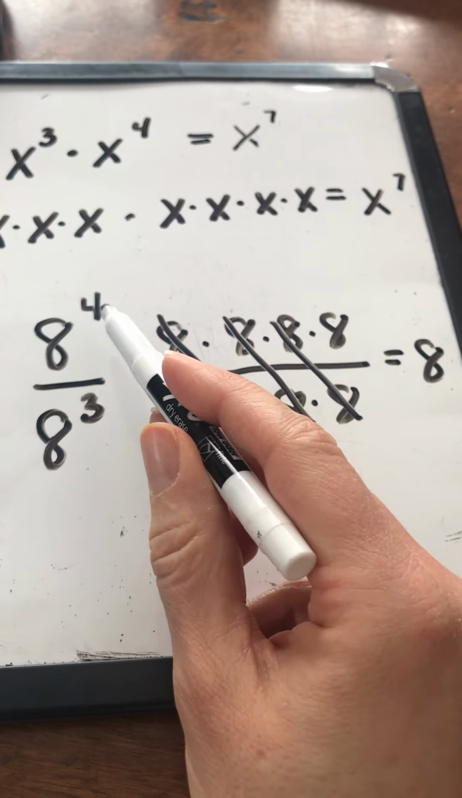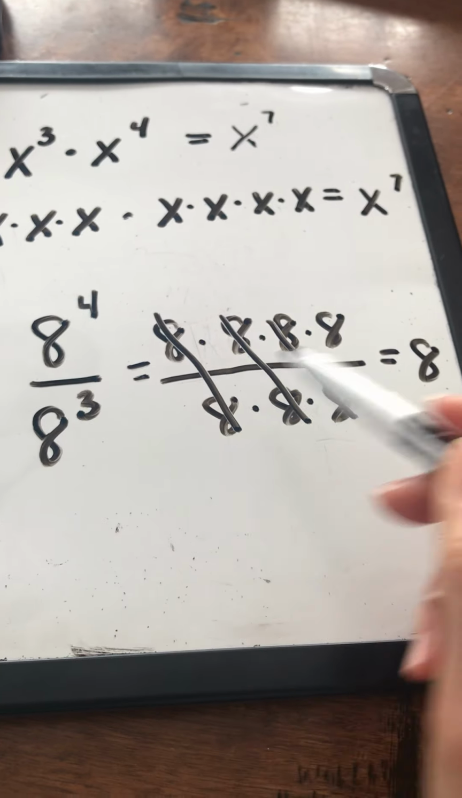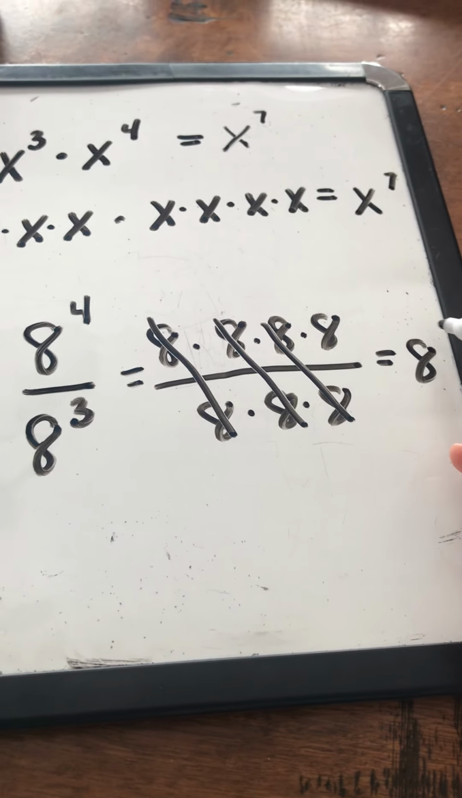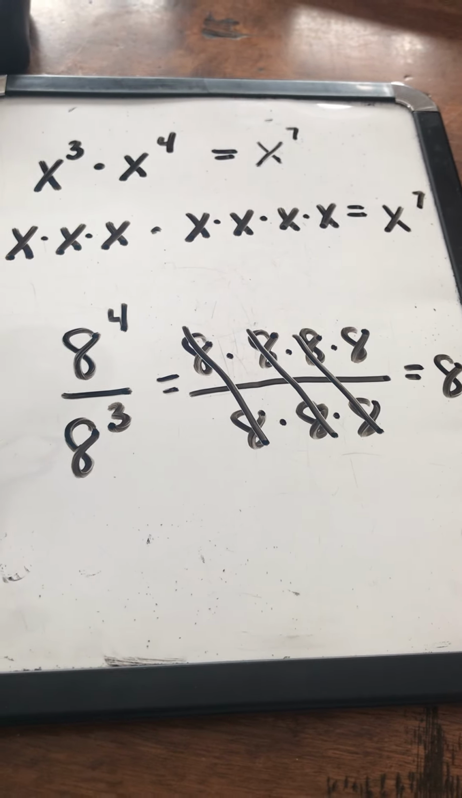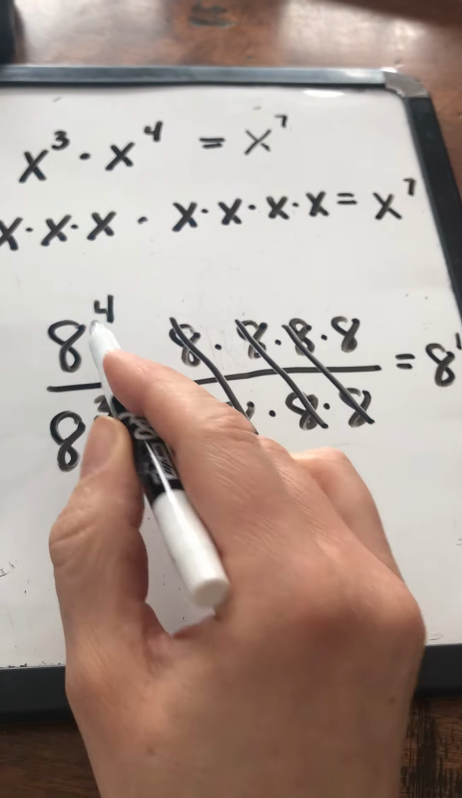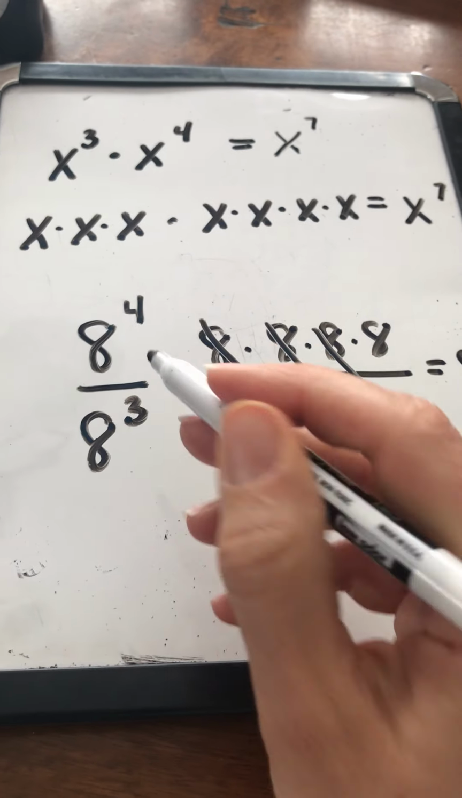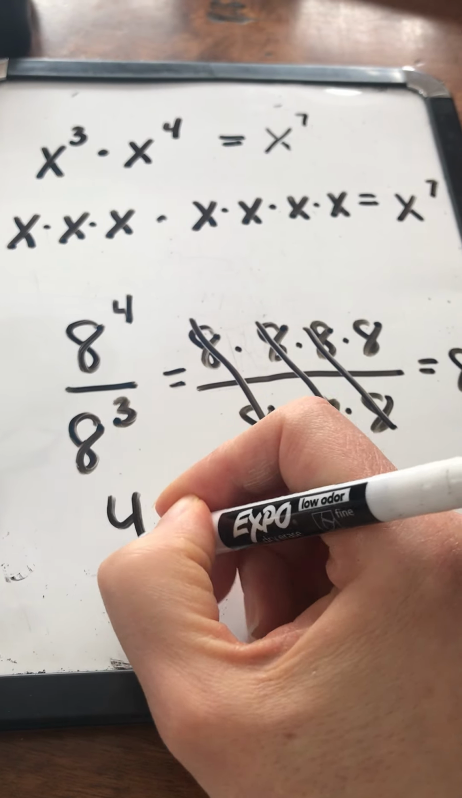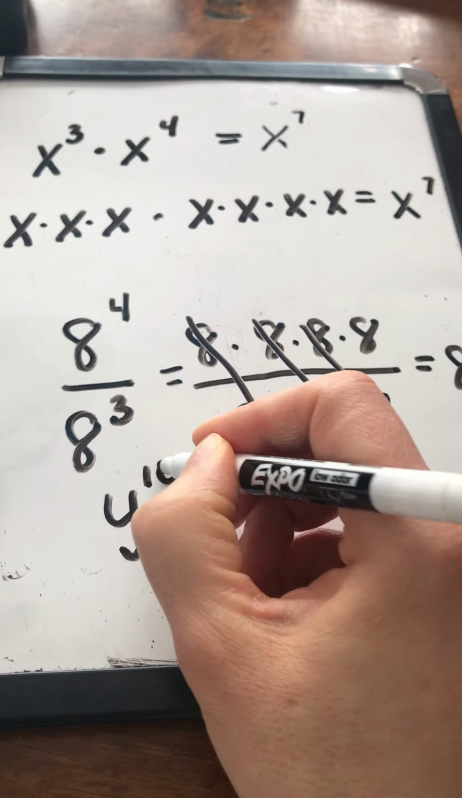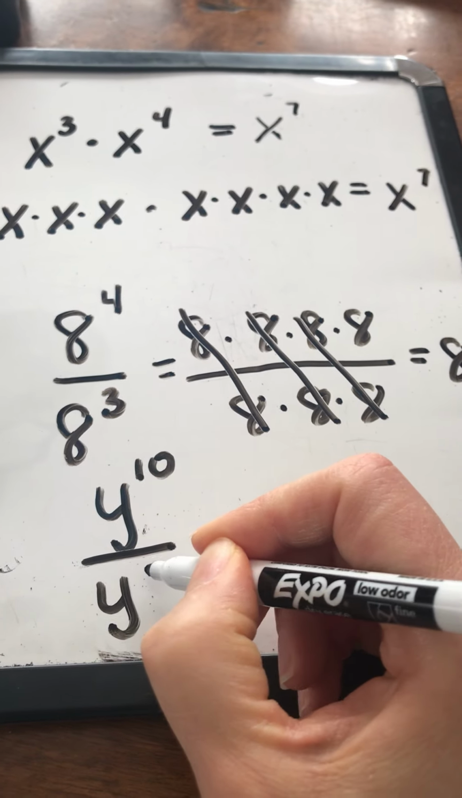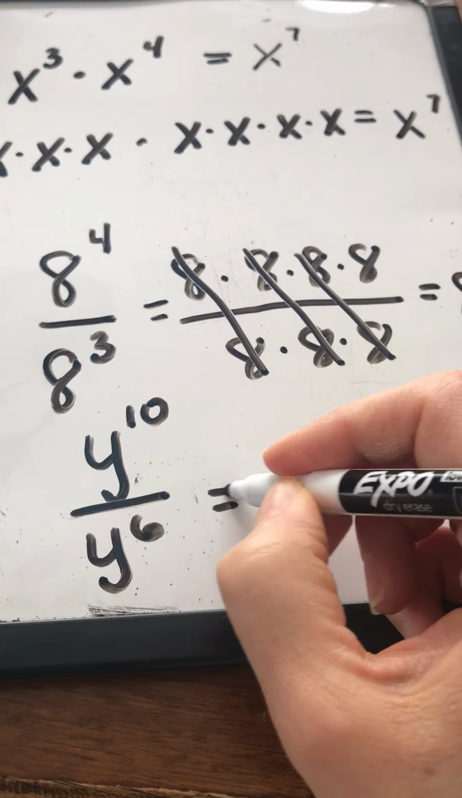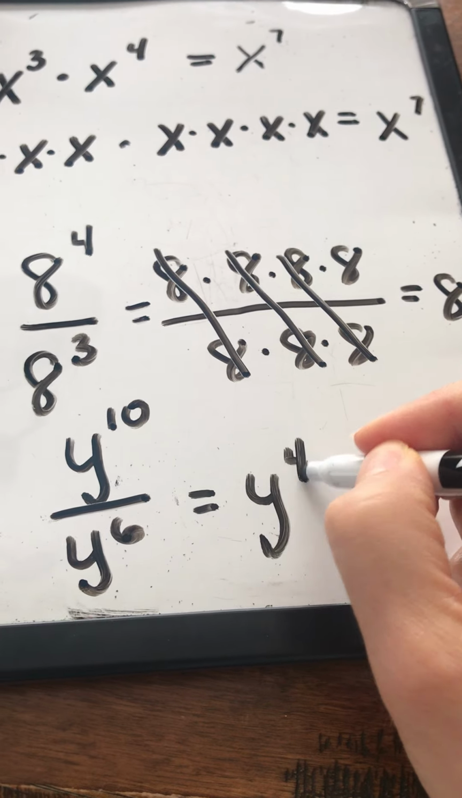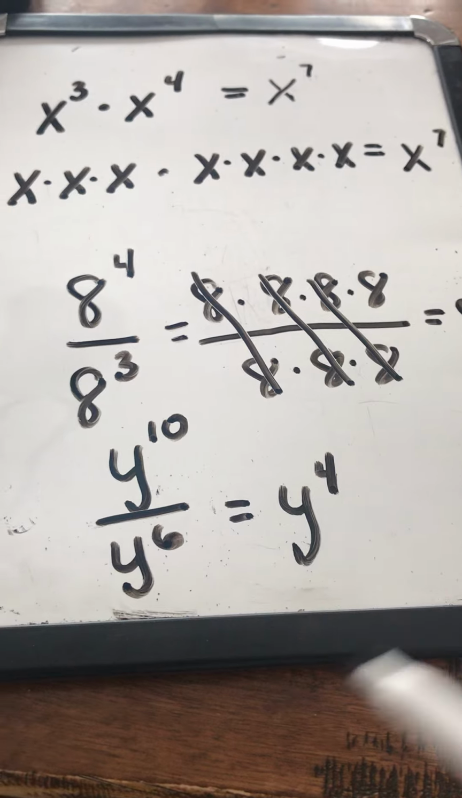I had a 4 and a 3 for exponents. Over here, I didn't even write an exponent, but the exponent really is just 1. So the rule when dividing by the same base, you can subtract the exponents. What do you think y to the 10th divided by y to the 6th would be? If you got that, you're right, because 10 minus 6 is 4.